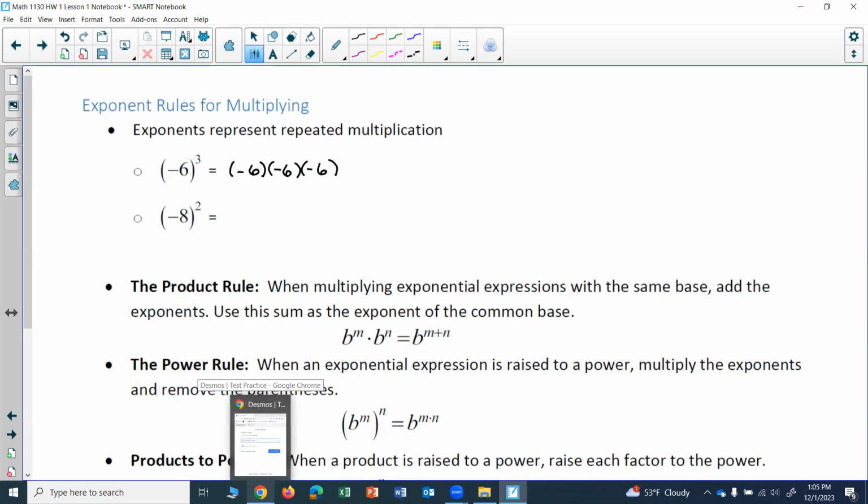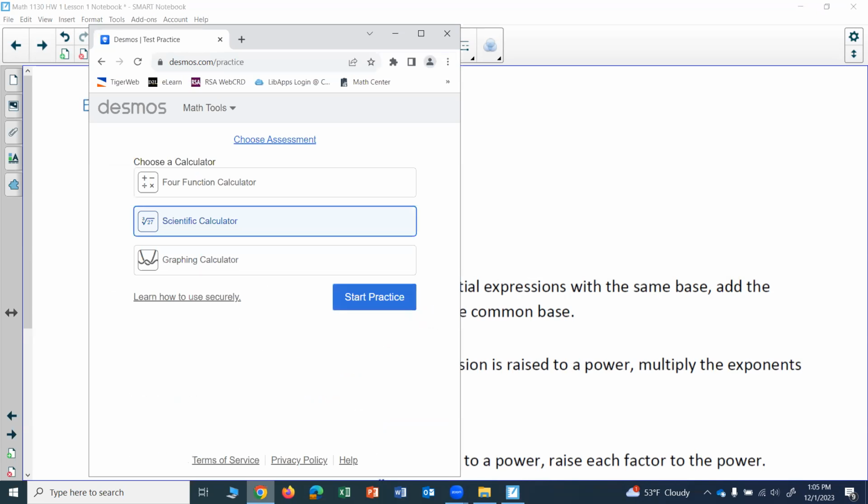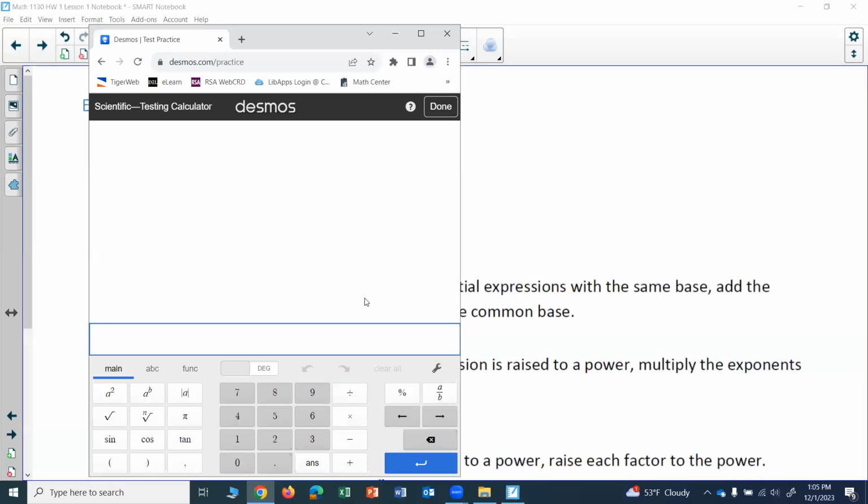I'm going to show you using an online calculator called Desmos, and you are allowed to use this when you're testing. The URL is desmos.com/practice. That's the URL that you can use on your tests. Now they have a scientific calculator and they have a graphing calculator. For just putting in numbers or expressions, you'll want to select the scientific calculator and then click on Start Practice.